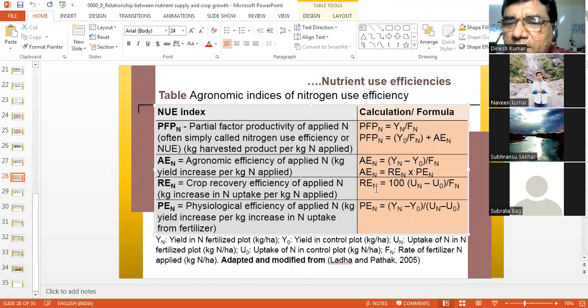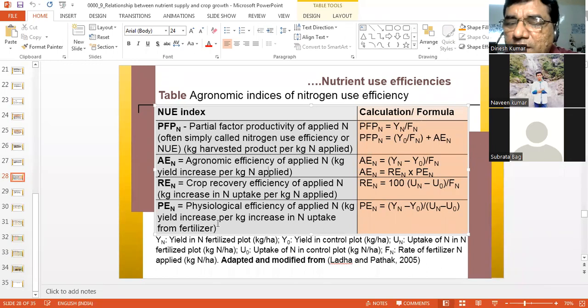Then recovery efficiency is the percentage increase in uptake. So for percentage, you can multiply by 100. Uptake in nitrogen treated or applied plot minus uptake in control, divided by N rate, kg per hectare. And then physiological efficiency is kg yield increase. If you are calculating it with respect to yield, it is kg yield increase per kg increase in N uptake.